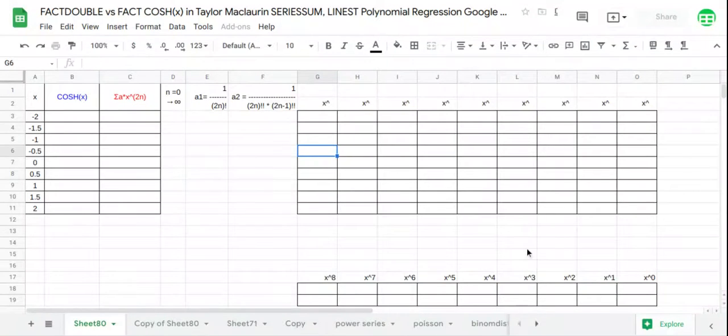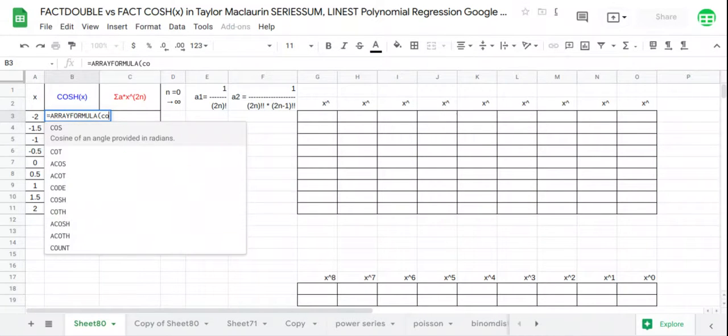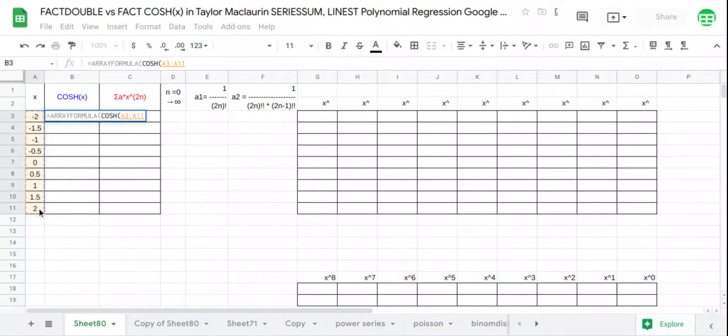In this video, we will use factorial and double factorial to generate the Taylor-Maclaurin series sum of hyperbolic cosine. We begin with the dataset of the hyperbolic cosine. Array formula: hyperbolic cosine of the x values from -2 to +2. And we chart this.